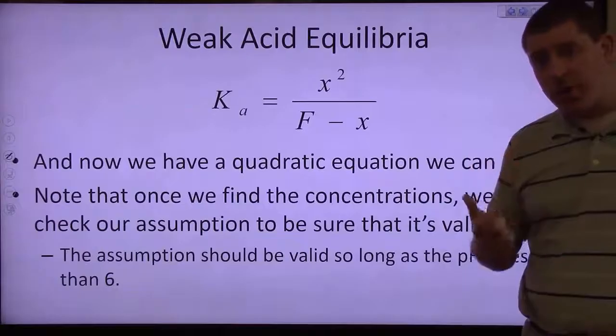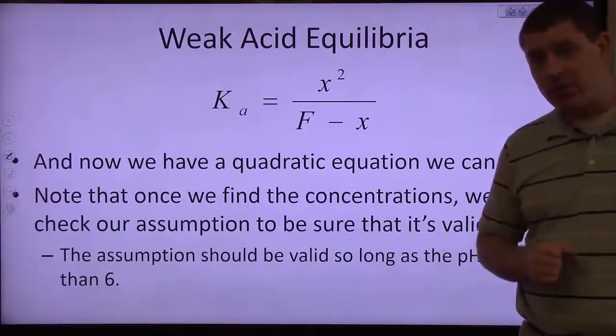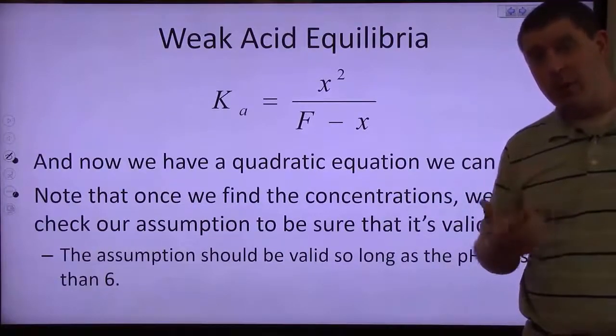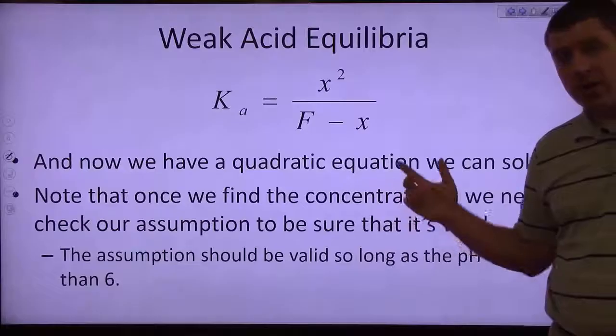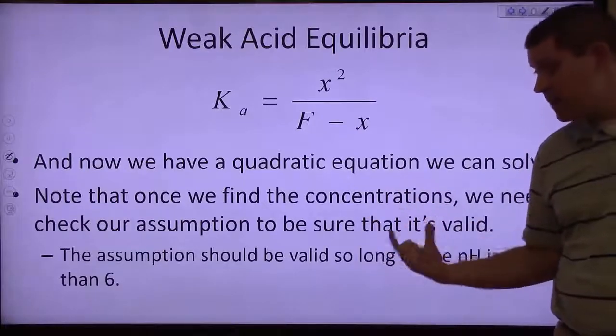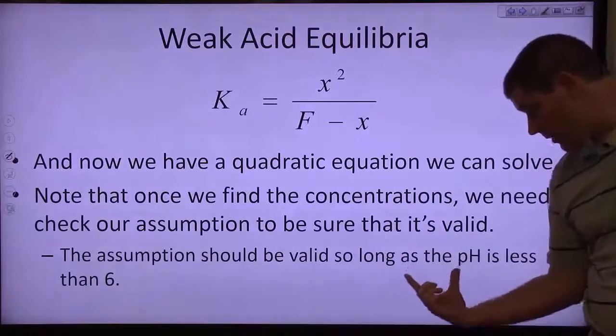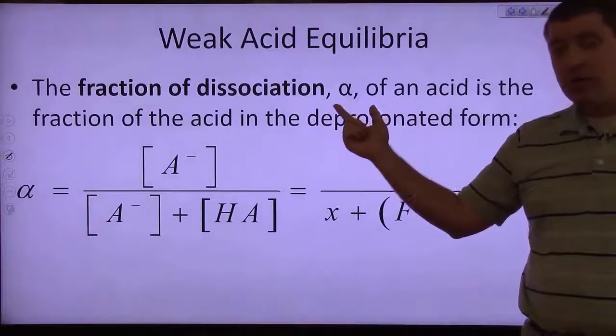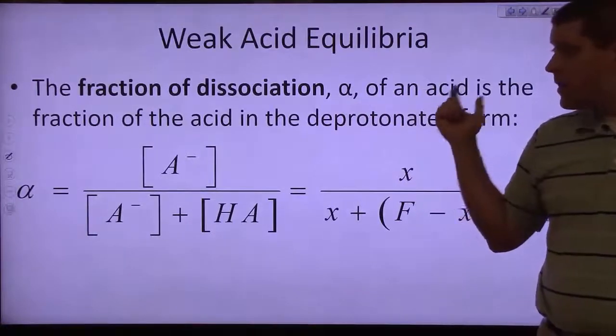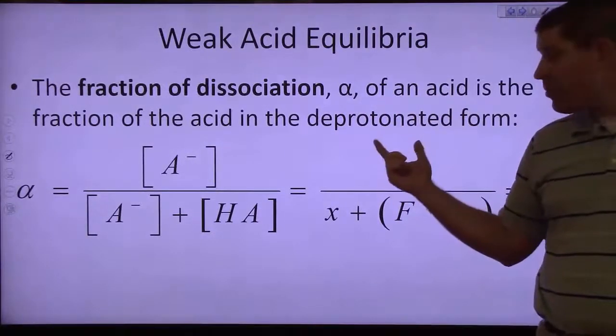Remember, the quadratic formula is not terribly difficult for us to use. The cubic formula is much, much more difficult. So note that once we find the concentration, we then need to go back and check our assumption to be sure that it's valid. The assumption should be valid so long as the pH is less than 6. Now, the fraction of dissociation, which we symbolize alpha, of an acid, is the fraction of the acid in the deprotonated form.